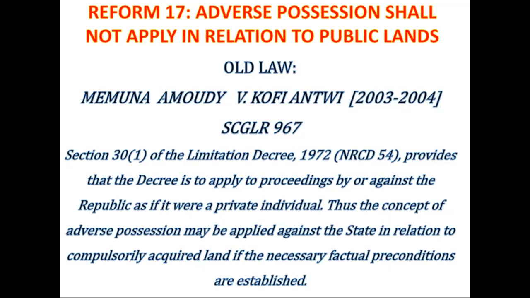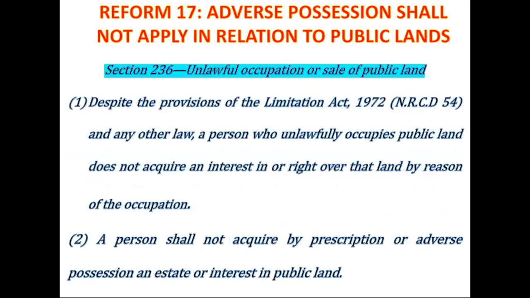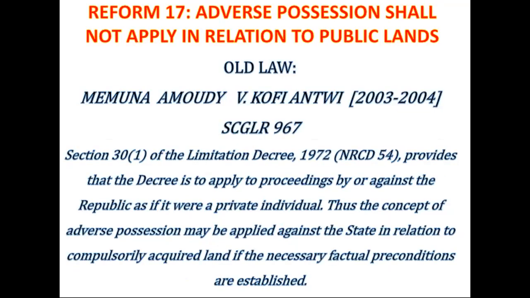So what are we being told in Memuna Moody versus Entry? That at the time, the Limitation Act that gives adverse possessors rights also applies in relation to compulsorily acquired lands. So that if an adverse possessor goes onto state land and exercises adverse possession for over 12 years, and the state doesn't bring any action, you will be deemed to have extinguished the state interest in the land, and you'll be deemed to be the owner.